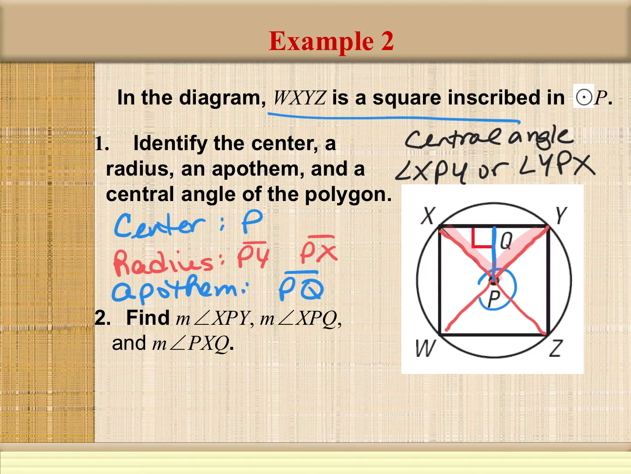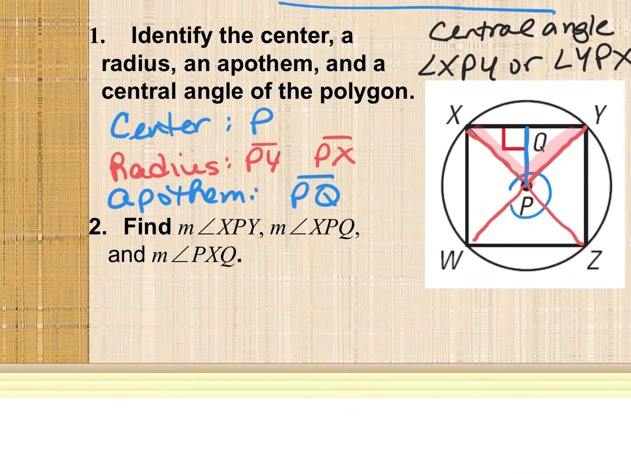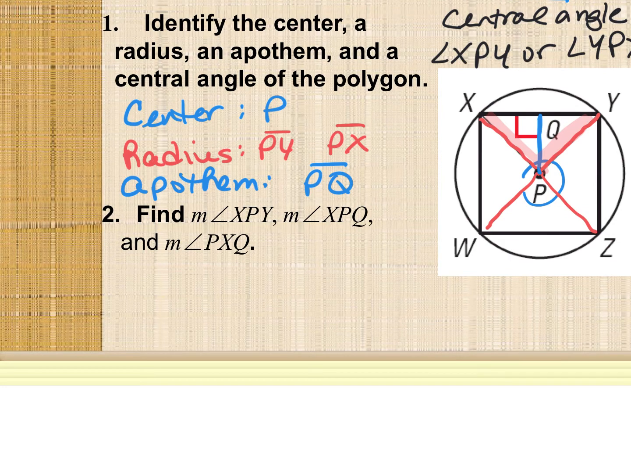Now, we've already identified all of the parts. Now we're going to find the measure of some angles in this picture. Now, notice the first one, they want me to find the measure of XPY. XPY is this central angle. We just learned the formula on the prior slide. So to find the measure of angle XPY, I take 360, divide it by the number of sides in my polygon, and that will tell me that XPY is 90 degrees.